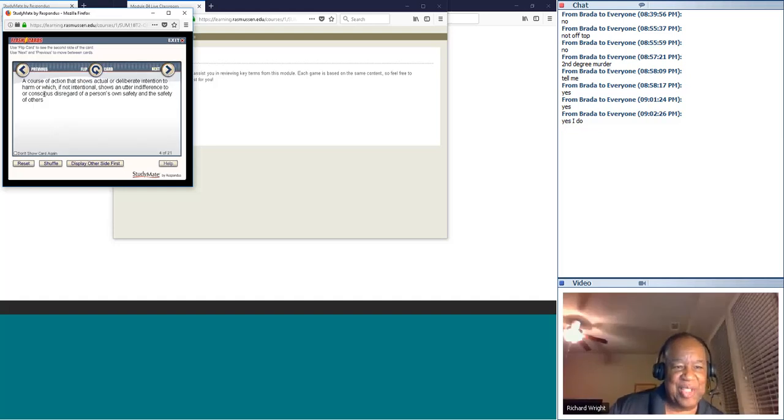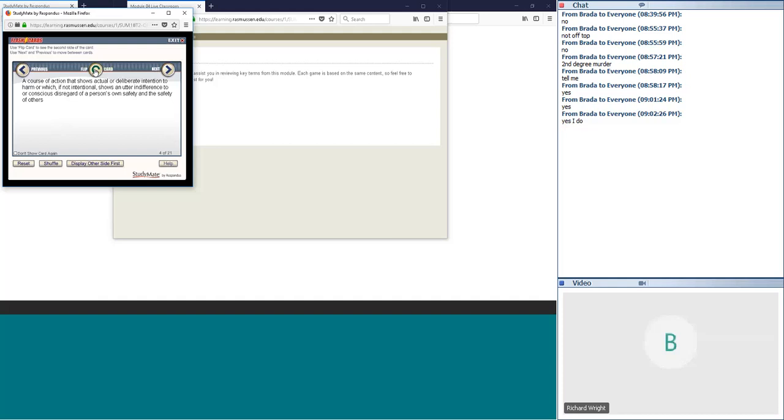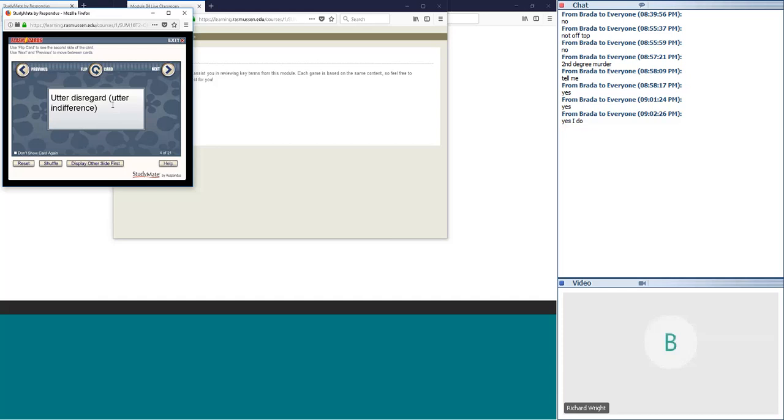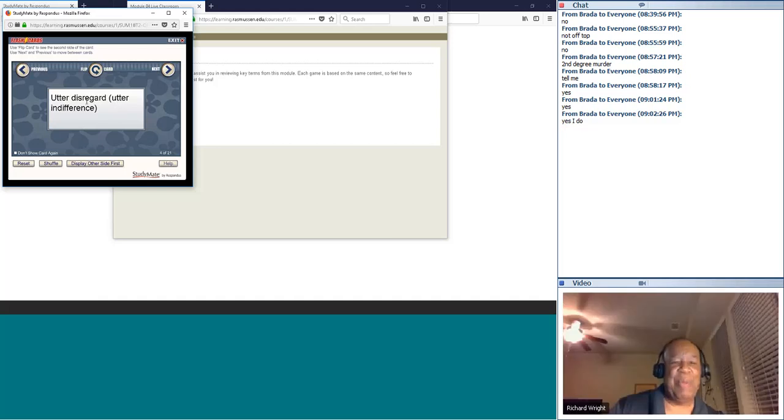A course of action that shows actual or deliberate intention to harm, which is not intentional, shows an utter indifference or conscious disregard for the person's safety. What is that? Oh, I forgot this one. You already said it. Utter disregard or utter indifference. Basically, that would be involuntary manslaughter. But it's utter disregard, that means you're just like speeding and somebody gets killed. That's what I'm talking about. Okay. Driving under influence.